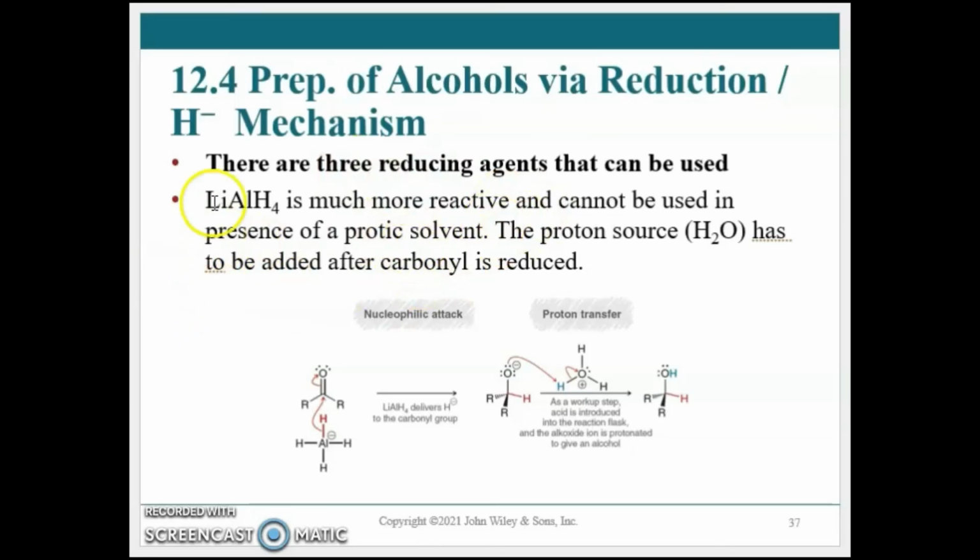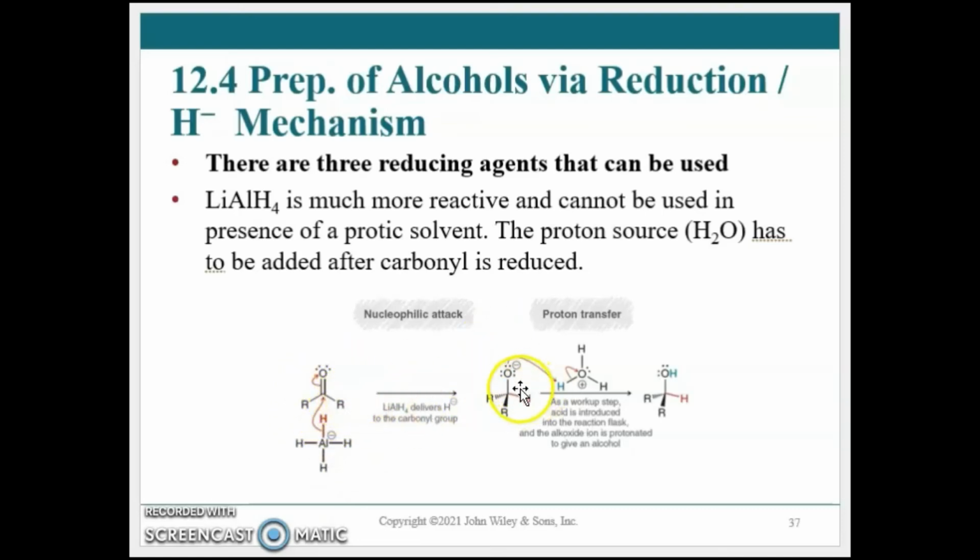We can't use lithium aluminum hydride in the presence of a protic solvent. The proton source has to be added after the carbonyl is reduced, so it's two steps. Lithium aluminum hydride delivers the hydride ion to the carbonyl. So again, you'll see the similarity that we can generate the two isomers for an asymmetric ketone.